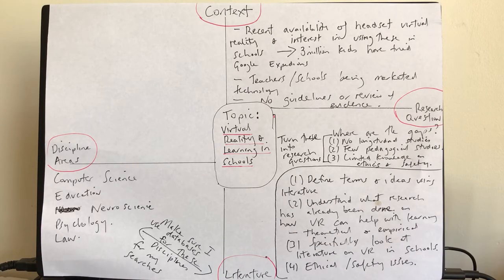Okay, so I've done that. Then I really want to think, okay, that's my topic. These are the disciplines that I know inform it. Why would I want to be interested in this anyway? I've got to make a case that it's an important topic to investigate.